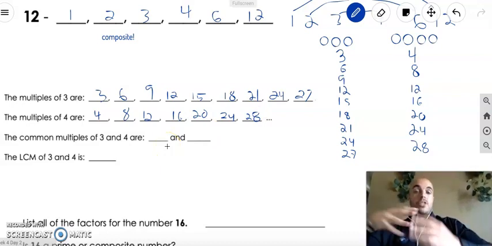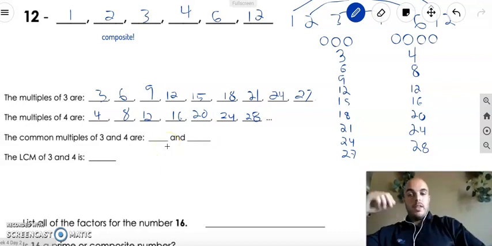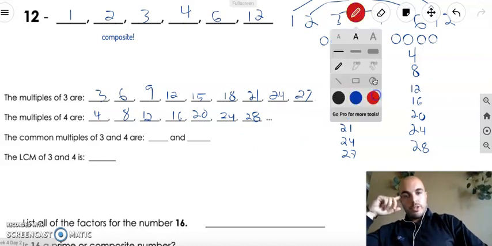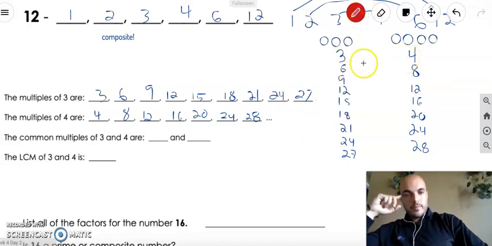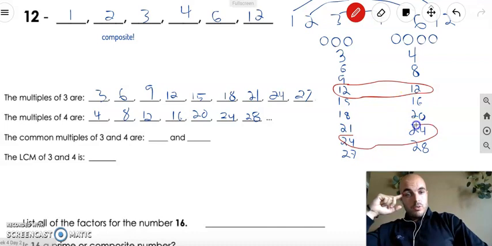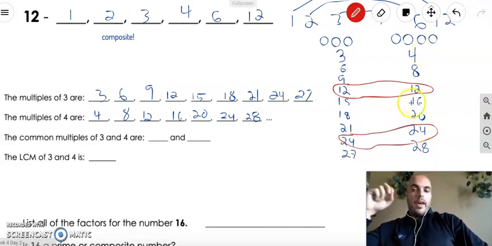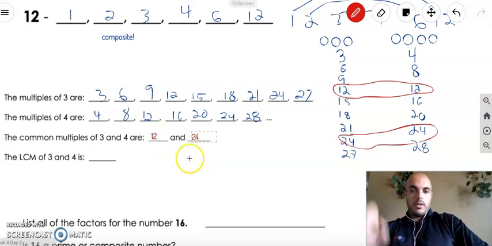So we need to find common multiples. And what common means is they share them in common. They both have them. So let's look through our number trees here. Oh, so I see there's actually 12 here and 24. So on this number of rings that we have for both 3 and 4, we have 2 common multiples, which are 12 and 24.